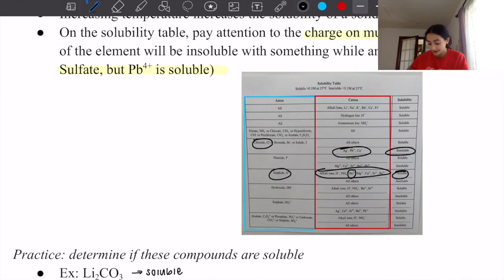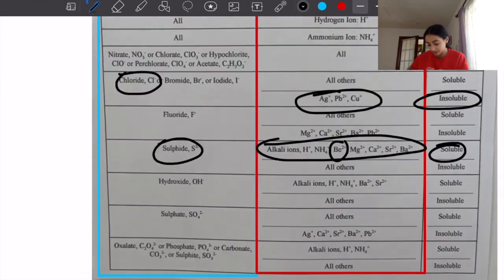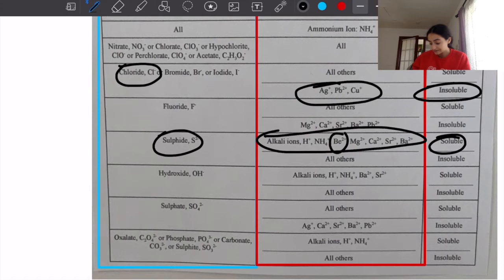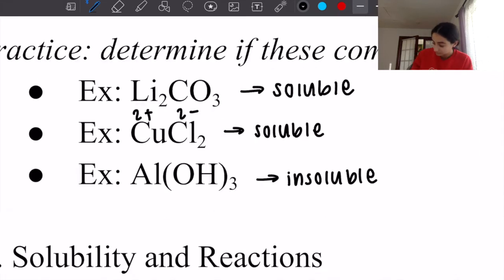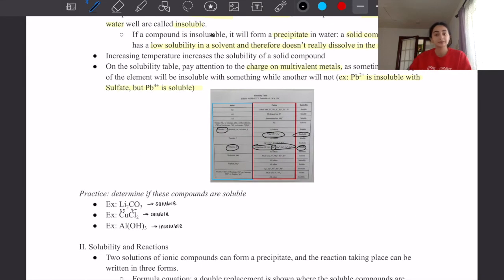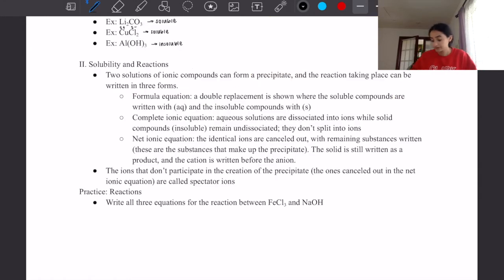Finally, we have AlOH3. So let's go to OH. We see that it is soluble with alkali ions, H+, NH4+, Ba2+, and Sr2+, but insoluble with everything else, which means that it is going to be insoluble with aluminum. So that is how you determine solubility. Make sure to look at the charge of your multivalent metal because that will change if something is soluble or not. So now we are going to go into a discussion of solubility and reactions.